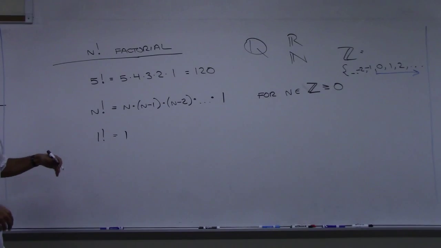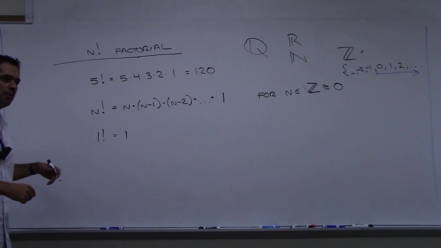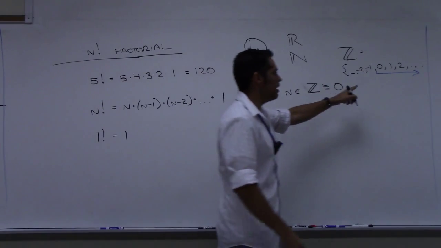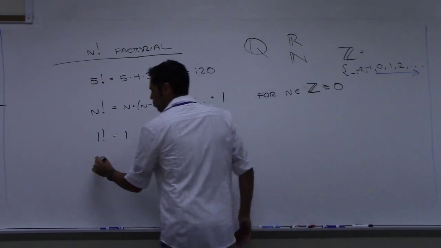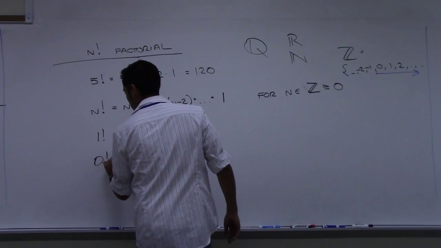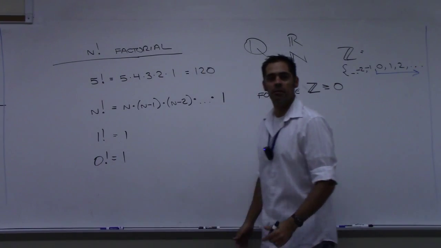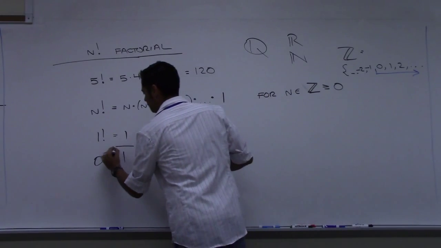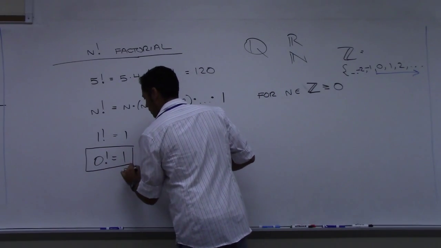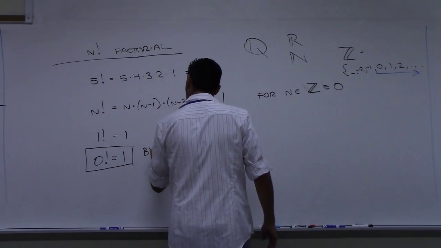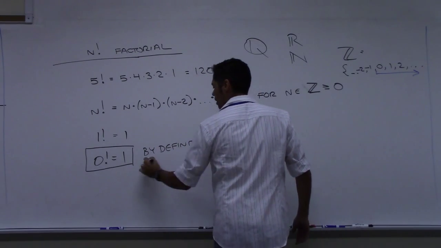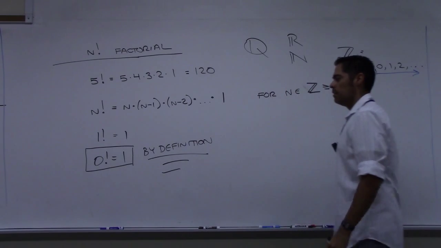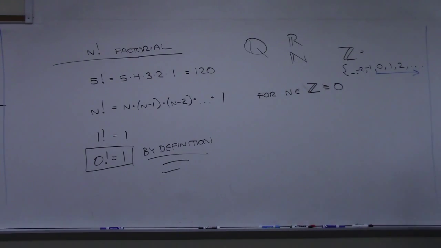2 factorial, 2 times 1. 3 factorial, 3 times 2 times 1. But according to this, I can also do what? 0 factorial. And so what is 0 factorial? It's 1. Why? We define 0 factorial to be 1.